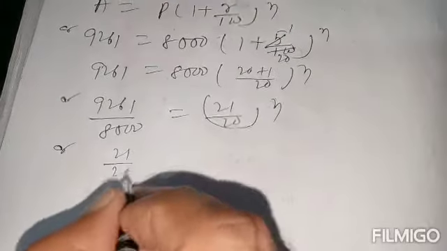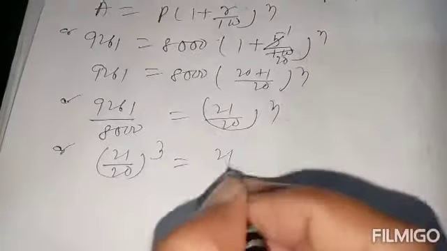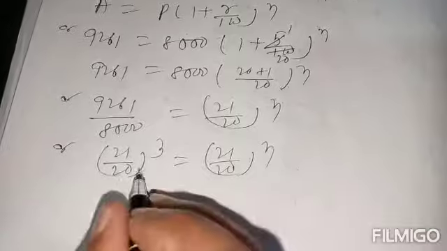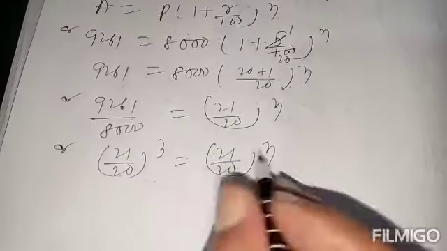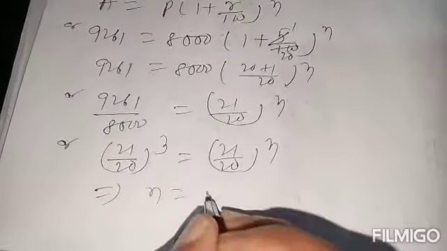So (21/20)^3 is equal to (21/20)^n. The bases are the same, so the powers must also be the same. Therefore n is equal to 3 years.